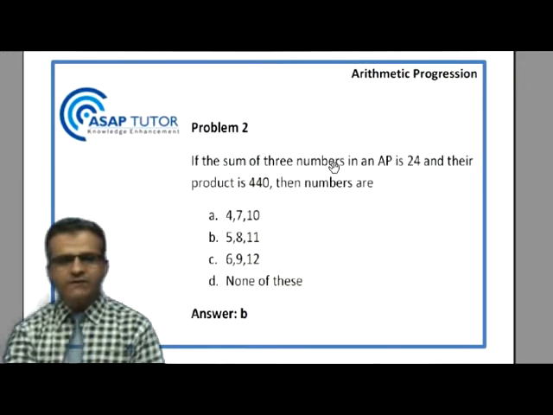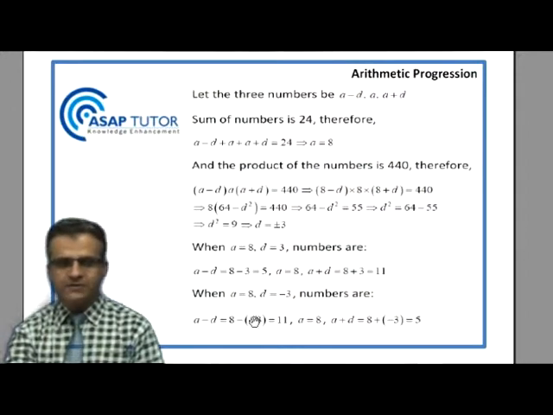The next one is, if the 3 numbers are in AP, their sum is 24 and their product is 440, we want to find the numbers. Now since there are 3 numbers, we'll start with the 3 numbers as A minus D, A and A plus D. The sum is 24, so therefore A minus D plus A plus D is equal to 24, D and D cancel, so we get 3A is equal to 24, which means A is equal to 8.